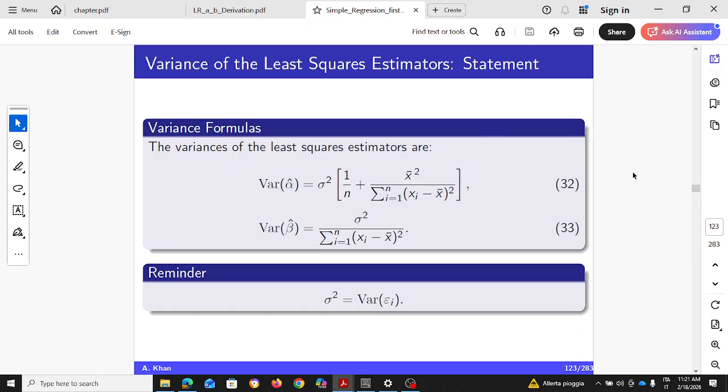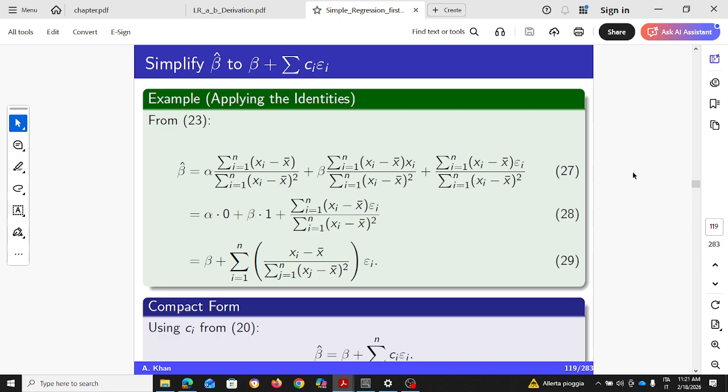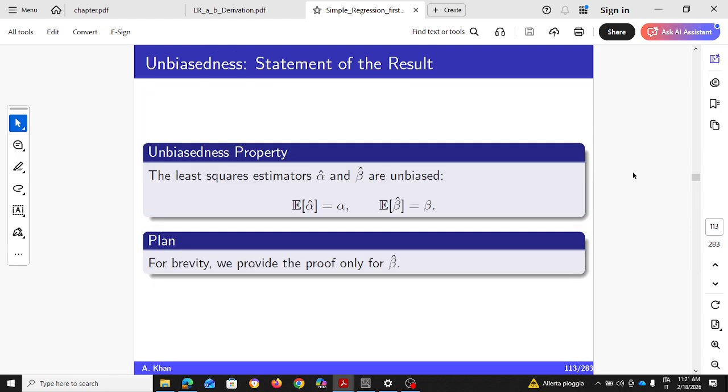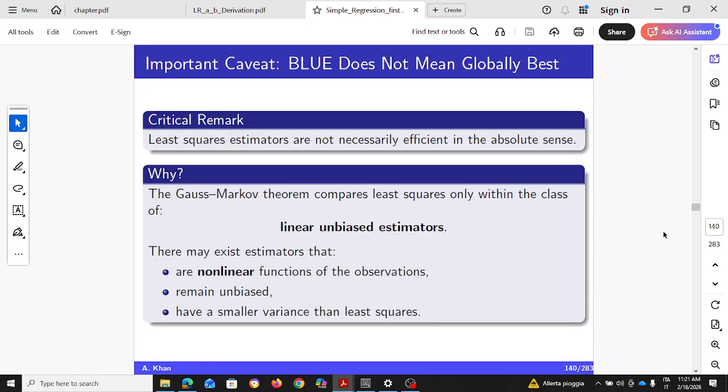Sorry? Slightly? Why not? Yeah, but I don't know what video you have here every time. You have to. Yeah, we derive this formula now, but okay.